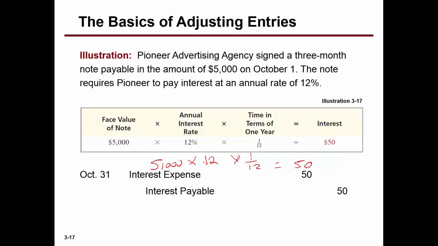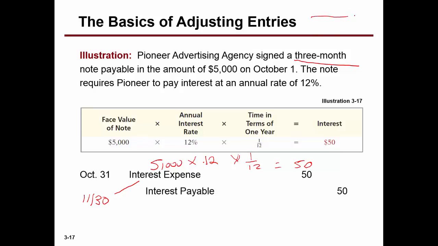Now what happens? Do we accrue another month of interest? How long is this note? 3 months. Do we accrue another month of interest in November? Yes. So what's going to happen 11/30? What journal entry will we make? Same journal entry. It'll be another month of interest. We'll debit interest expense, $50. We'll credit interest payable. Okay?